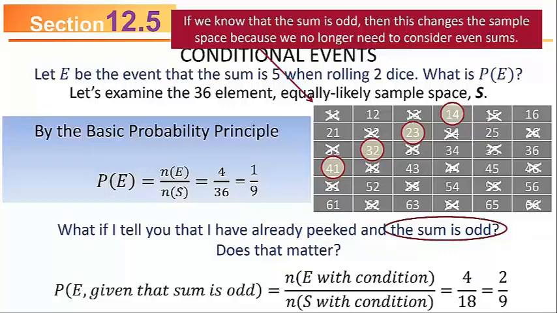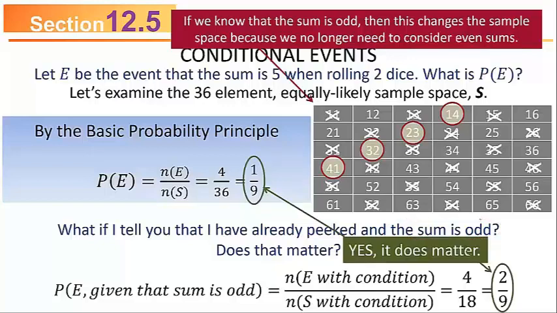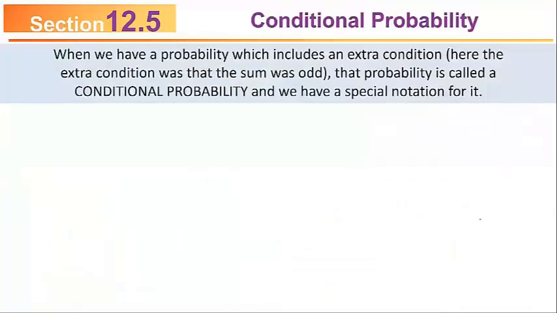So instead of the probability of the sum being 5 being 1/9, now the probability that the sum is 5, with that additional knowledge, that knowledge being that the sum was odd, has doubled to 2/9. Yes, it does matter, or at least it can matter. You can see here the probability doubled. Knowing that information doubled the probability.